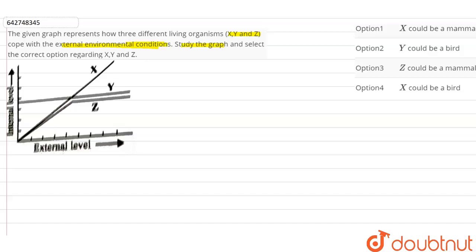So we all know that when environmental conditions are changing, different living organisms can cope with these changes differently or take a different approach to adjusting in the changing environment. So over here in this graph we can see, here we have the internal level, here we have the external level. So basically we are trying to find out how the internal environment of an organism is going to change with changes in the external environment, or we can say in the ambient conditions.